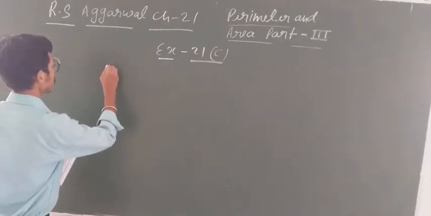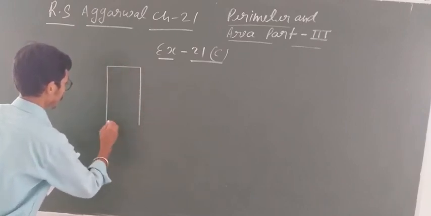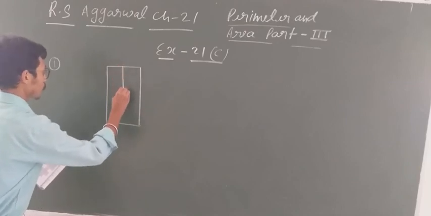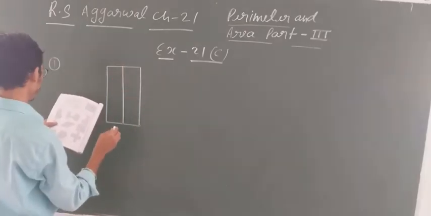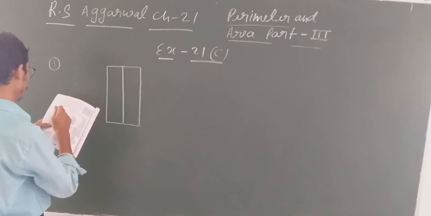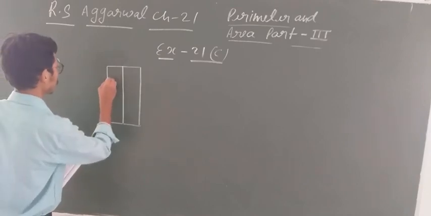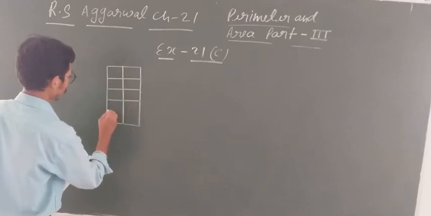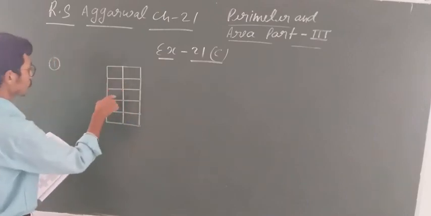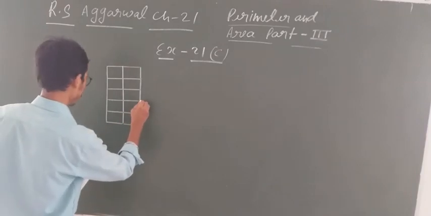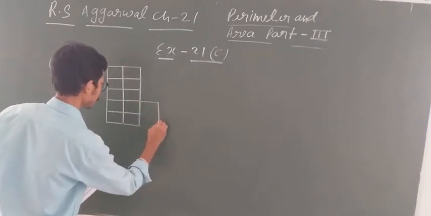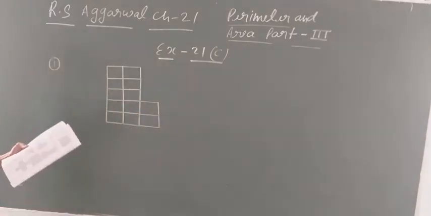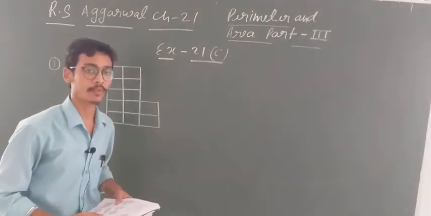First we will draw the diagram. You have to draw the diagram very carefully. This is a square. 1 2 3 4 5, that is 1 2 3 4, that is 1 2 3 4 5 squares. And again this one is like that. Clear, student? So this is your diagram, and in this diagram you have to find out what?